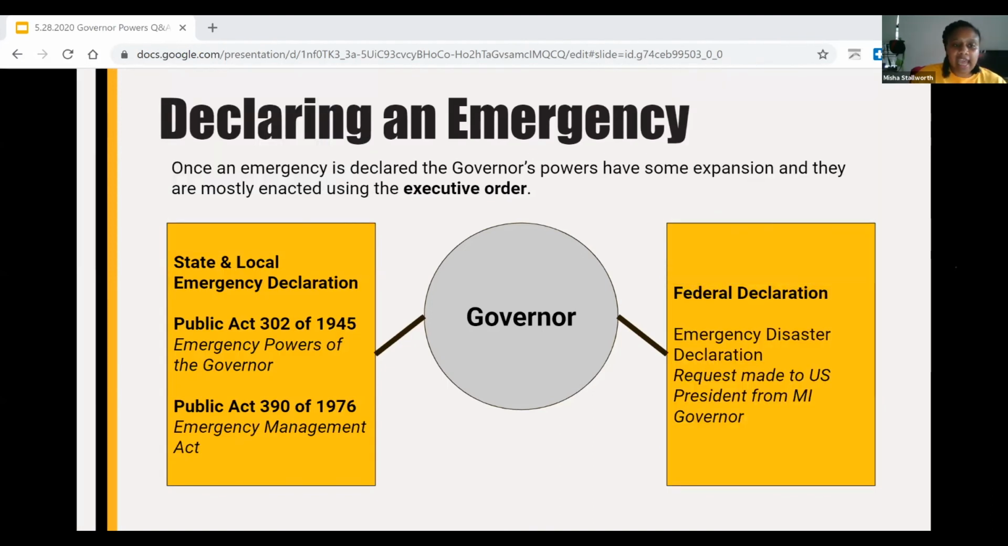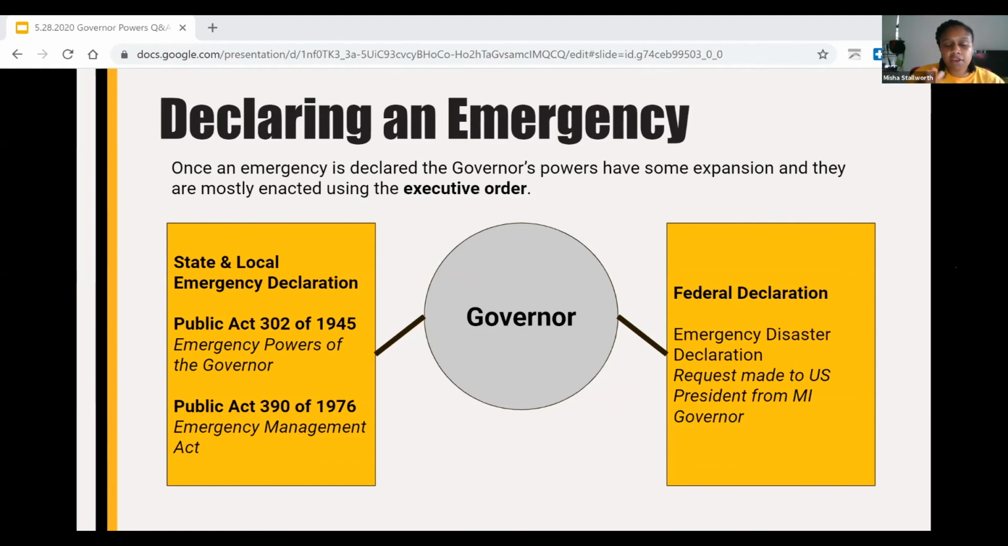So when we look at one side of how the governor can declare an emergency for the state, you've got our state and local emergency declaration, and there are two state laws connected to that: Public Act 302, which is the emergency powers of the governor, and Public Act 390, the Emergency Management Act. Which of course, for us in Detroit, when we hear Emergency Management Act, we think about it in one very specific way. But when we talk about it in terms of emergency powers and responding to a disaster, it takes on a whole different meaning.